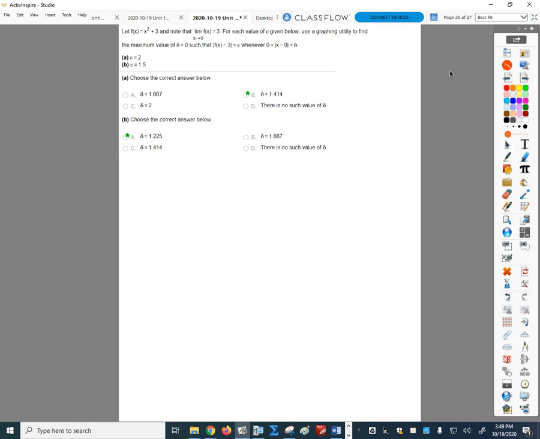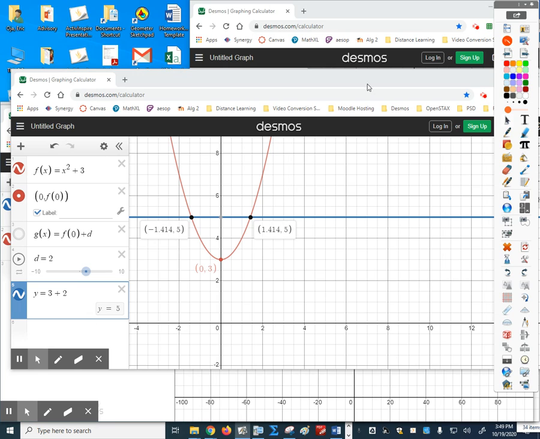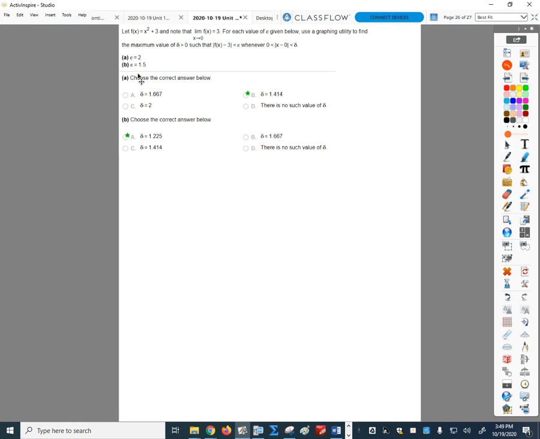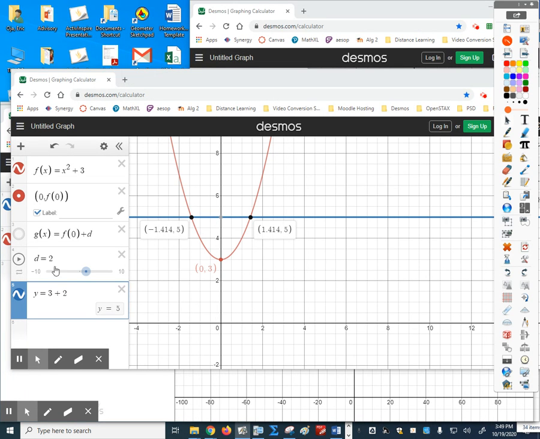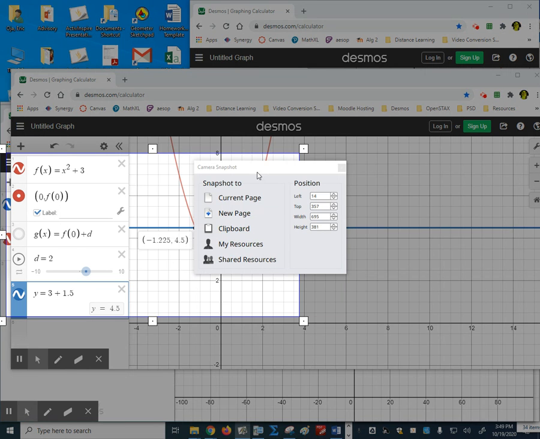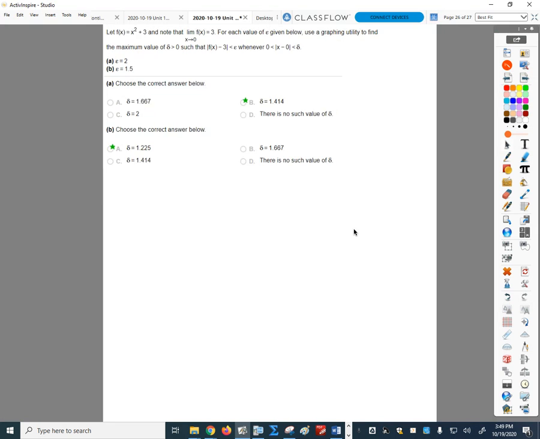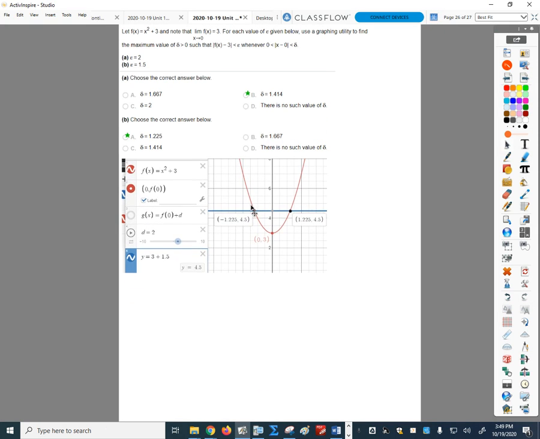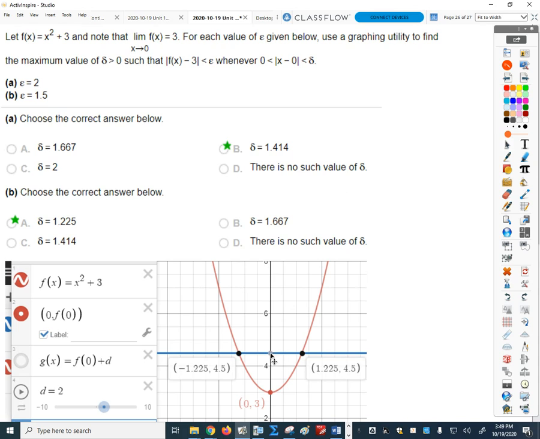For the second part, if we do the same thing, what's our epsilon? 1.5. So all we've got to do is go back and change this to 1.5. That changes our answers a little bit. We can see that the width of the interval from 0 is now 1.225 to the left or the right, and so that's my delta.